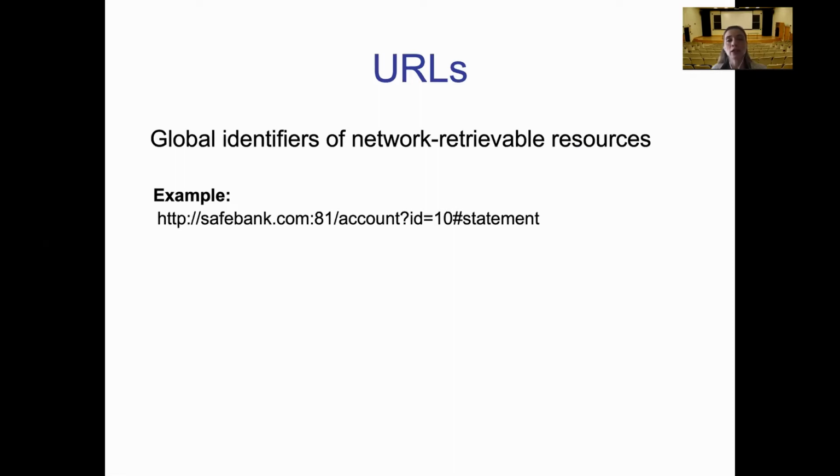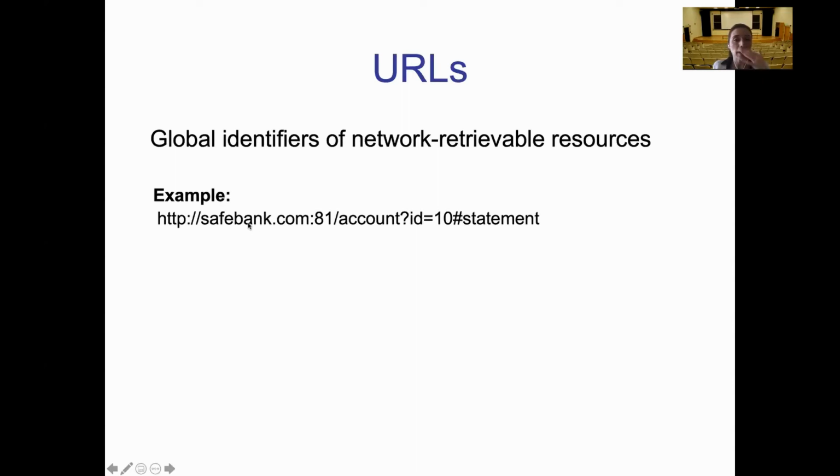URLs are global identifiers of network retrievable resources. So they are resources. When you type in a URL into your browser, you are essentially referring to a resource. This is an example of a URL, and it has a bunch of things in it. So let's try to dissect it and see what the different components are.